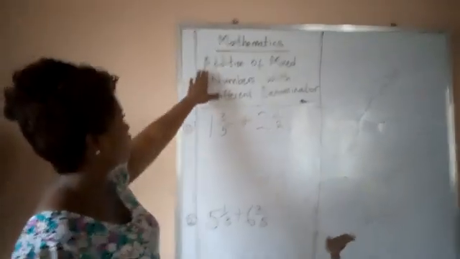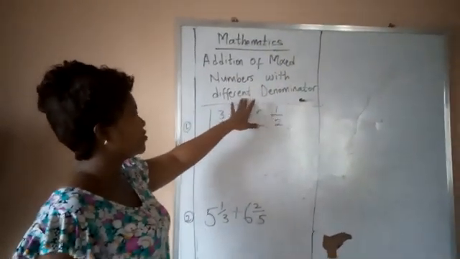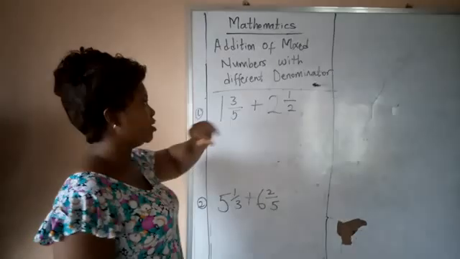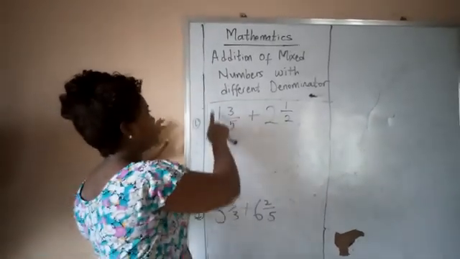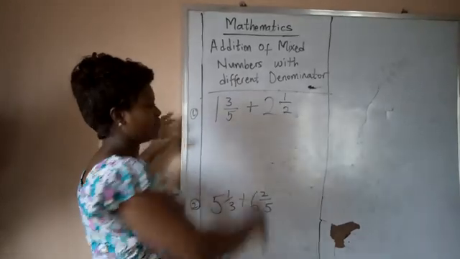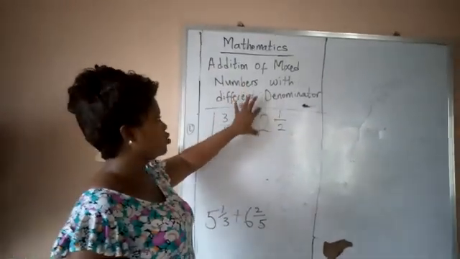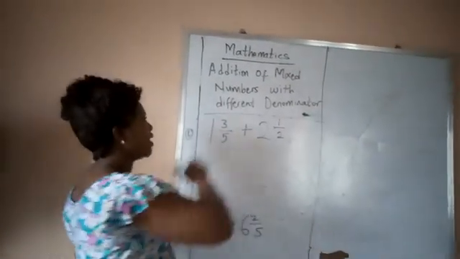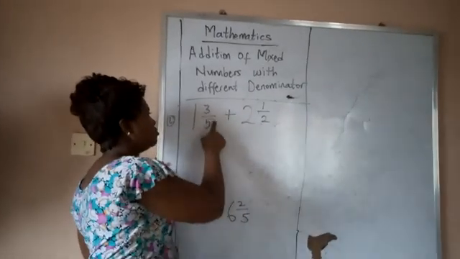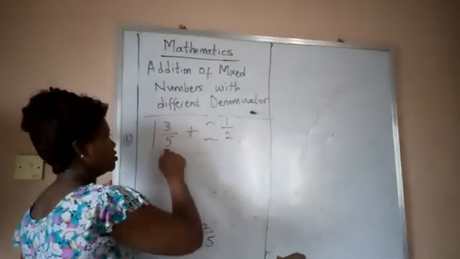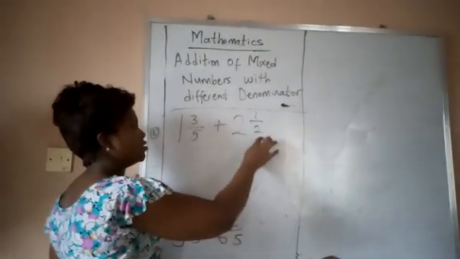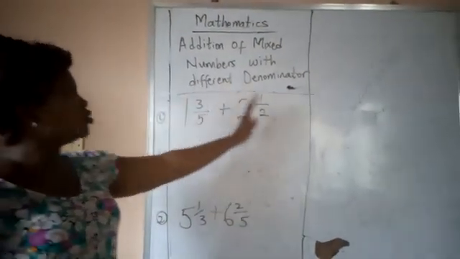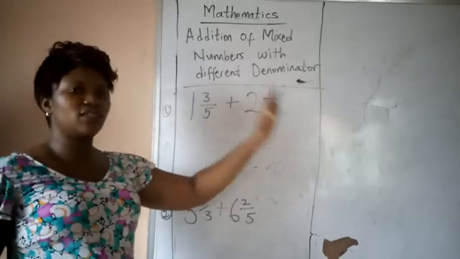Okay, today our topic is addition of mixed numbers with different denominators. When you see a number like one whole number 3/5, or two whole number 1/2, that is what we call a mixed number. Now, the number down is what we call the denominator, and you can see this number here and this number here are not the same, so they are different denominators. So the topic is adding two mixed fractions with different denominators.